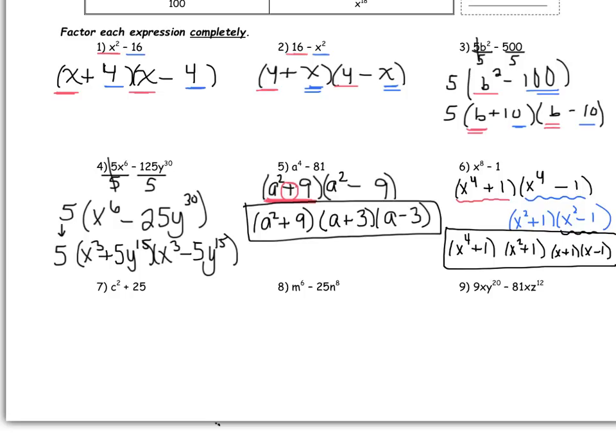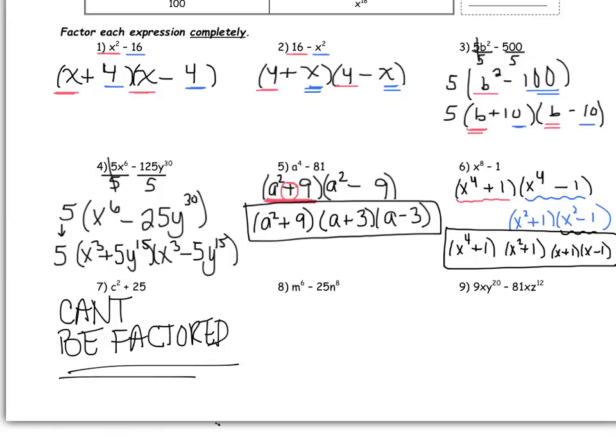Okay, why don't you try 7, 8, and 9, and then resume the video to check your answers. Okay, number 7, the answer is that it can't be factored. The reason why is because it is not a difference of two perfect squares. So if you put c plus 5, c minus 5, that is not correct.